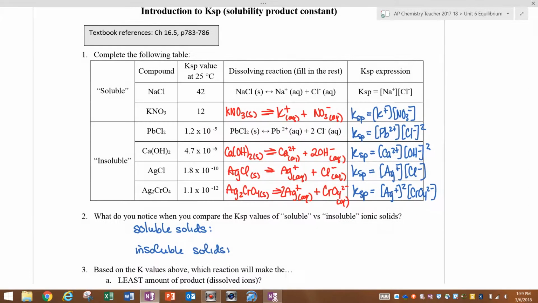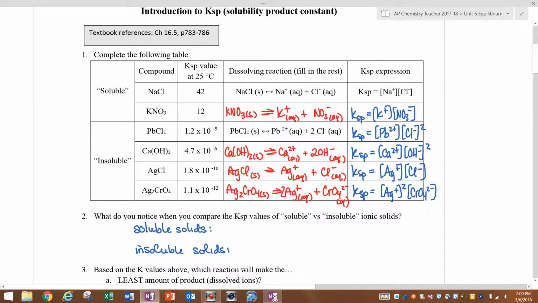And KSP describes the reaction of dissolving an ionic solid in water. So what ionic solids do when you put them in water is they break up into their ions. So in this table here in the middle, notice that the reactant in this case is always a solid, and the products are always the ions that make up the solid. So like KNO3 splits up into potassium and nitrate ions, calcium hydroxide splits up into calcium and 2-hydroxide ions. So the reactant's always solid, the products are always aqueous.